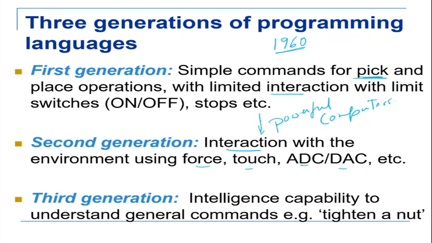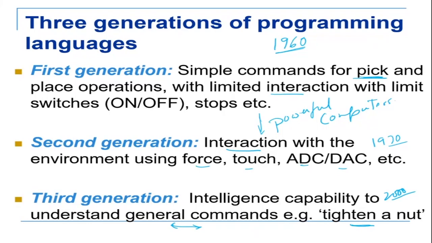Third generation is where we are today. Second generation is about the 1970s. This is about 2000. Third generation is basically intelligence, the capability to understand general commands. For example, robot programming is very expensive, and there are specialized people who do that. So suppose the robot can understand general commands. General commands means the way we speak. For example, if the worker could tell the robot to pick up this nut and put it there and tighten the nut, it should be able to understand what it means to tighten a nut.